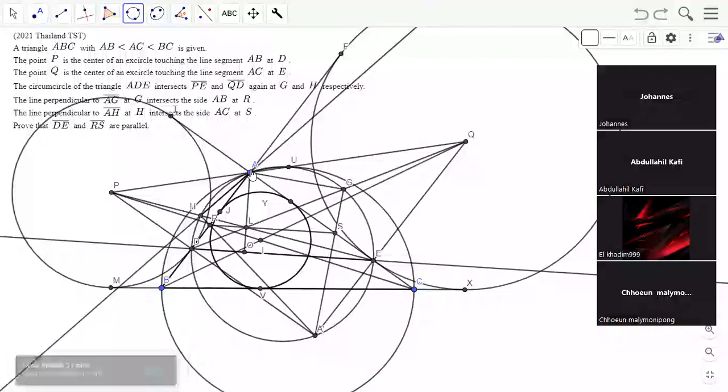So if we assume that these are cyclic, is there anything else we can figure out? Can we use the radical axis theorem somehow? We have a lot of circles passing through A. It's possible that we could invert.